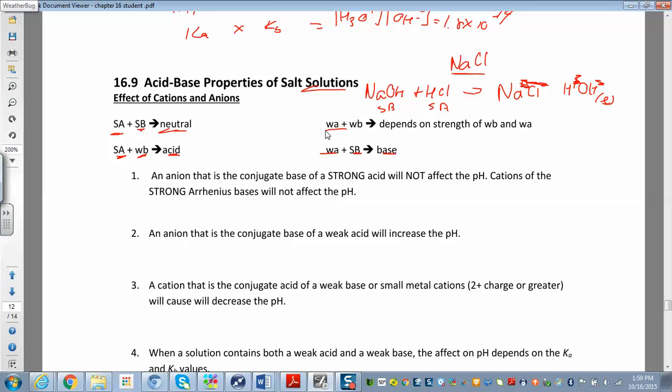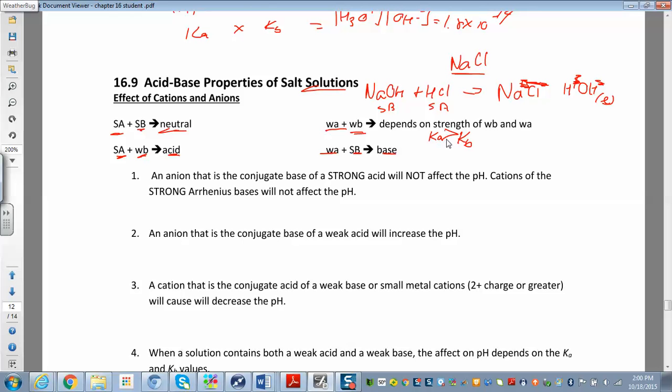Now, this is the tricky one. If I had two weak things, I have to figure out which one's stronger. Since they're both weak, a weak acid and a weak base, I have to compare their Ka and their Kb. They're not conjugate acid-base pairs. These are not conjugate acid-base pairs, so Ka and Kb are not really related.